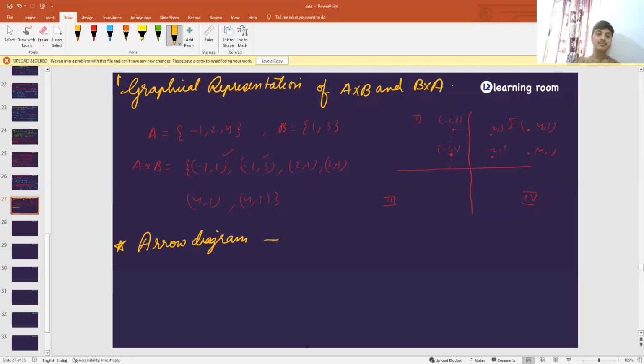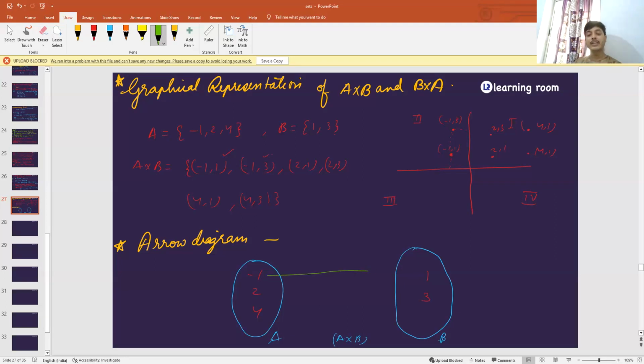Arrow diagram. Let us say that we represent all the elements of set A in this circle. It's not a perfect circle. In this area, and the elements of set B in this area, because we have to find A cross B. So we'll be writing A first and B second. The elements of A are -1, 2, 4. Here it will be 1 and 3. We are multiplying, so we take each term to each term of the second set. So it will be like this. Arrow this side because we are multiplying A cross B.